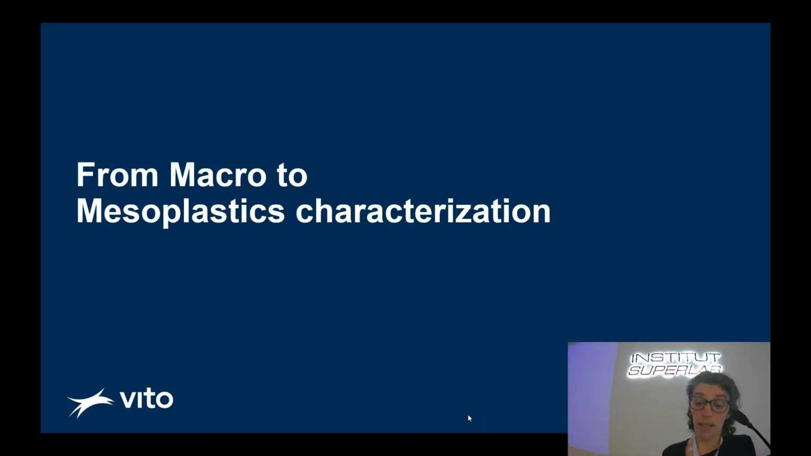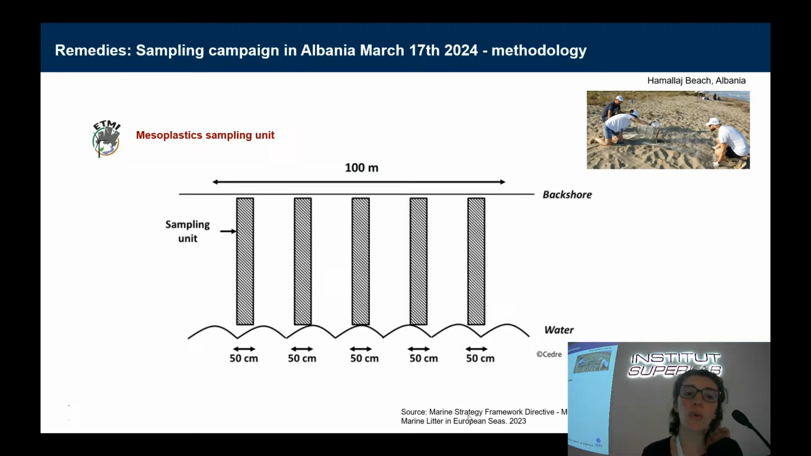What about the mesoplastics characterization? From macro to micro, there is still one additional step, which Alexandra also mentioned, and that's the mesoplastics. This is one of the projects where I also met Andrea. It's the REMEDIES project, where VITO is a partner and the National Institute of Chemistry is the coordinator. I'm showing you one of the sampling campaigns that were done together with the beach litter monitoring according to the Marine Strategy Framework Directive.